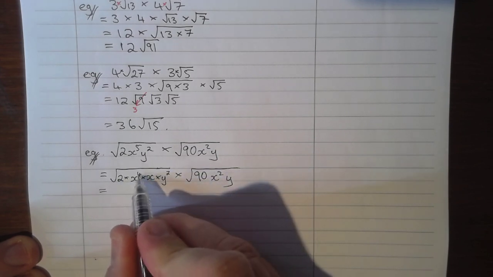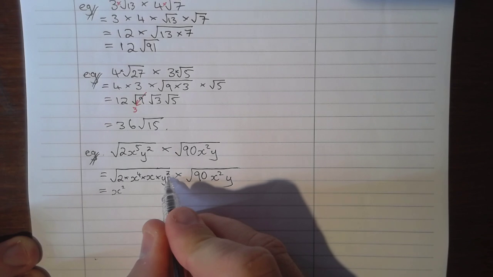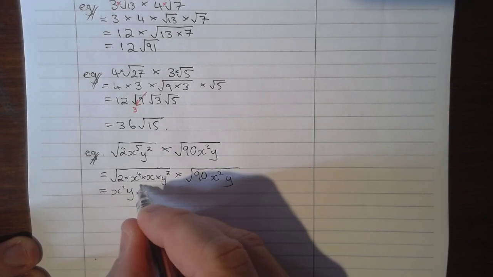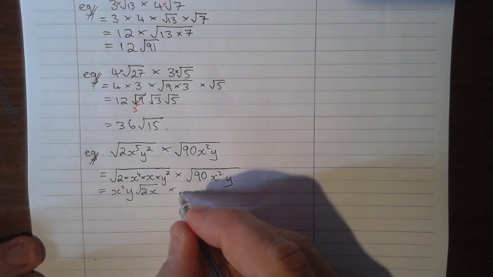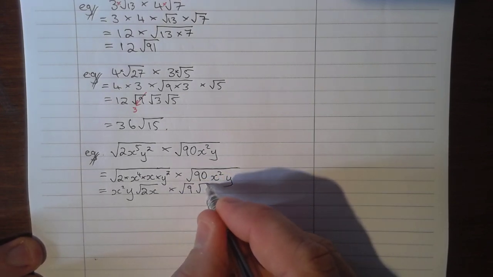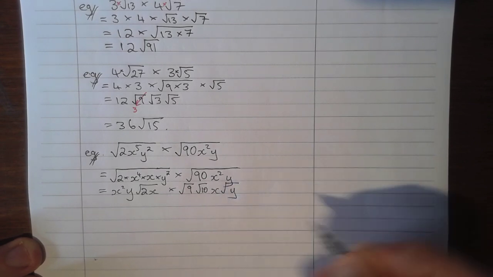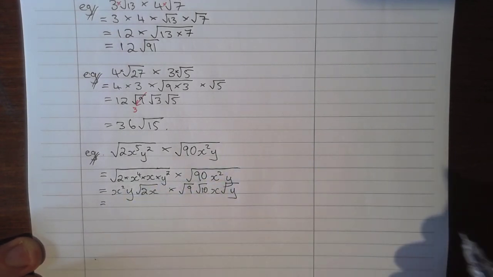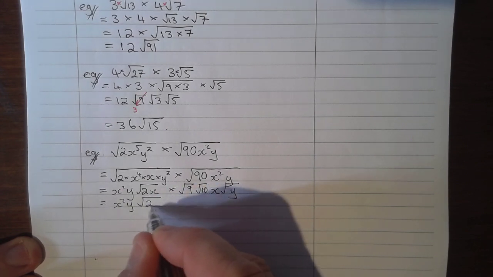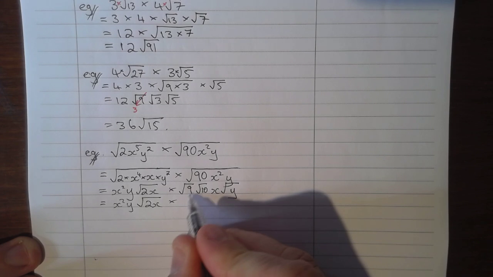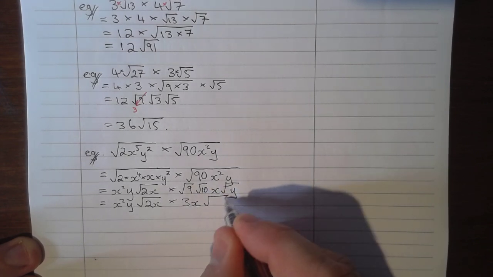All right, so we're going to have the square root of x to the 4, that's x squared. The square root of y squared is y. And I'm left with root 2x. I'm going to multiply that by the square root of 9 times the square root of 10. Square root of x squared is x, and I've still got my square root of y. So we have x squared y root 2x times the square root of 9 is 3. I've got an x I can pull out there, and the square root of 10y.